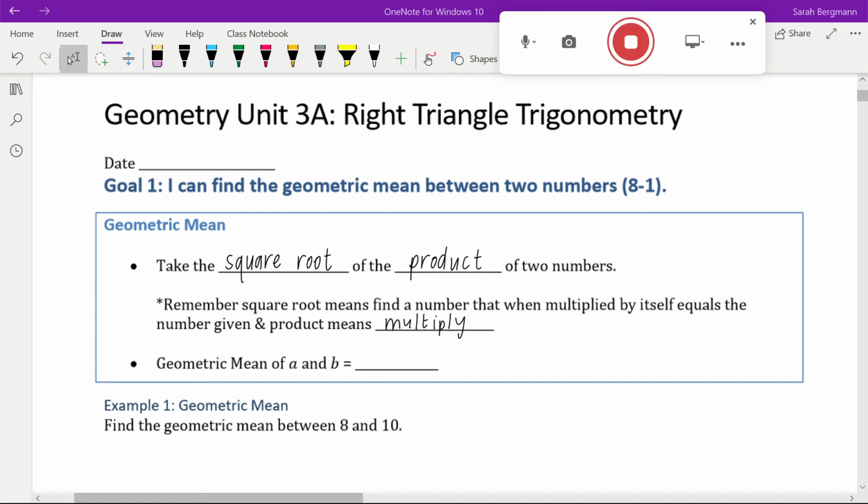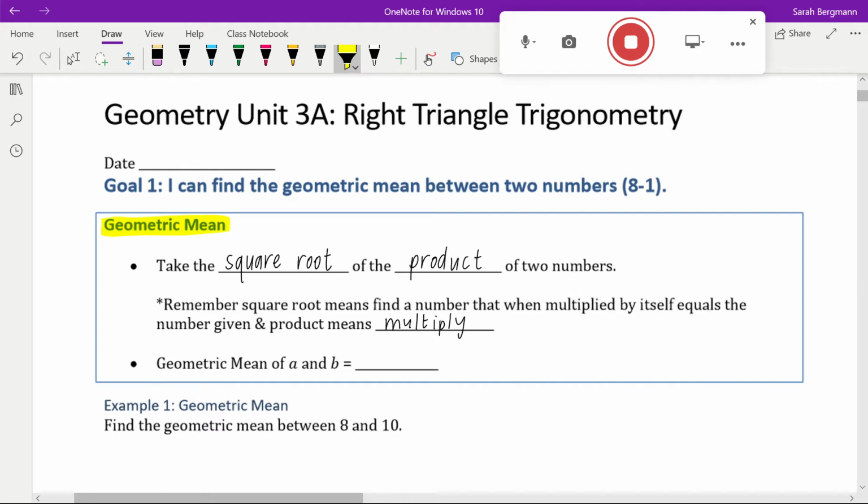Welcome back, everyone. In this chapter, we are beginning Unit 3, which is all about right triangles and similarity. This first chapter is going to teach you about right triangle trigonometry, but first I want to teach you about the geometric mean. The geometric mean is when you take the square root of the product of two numbers.